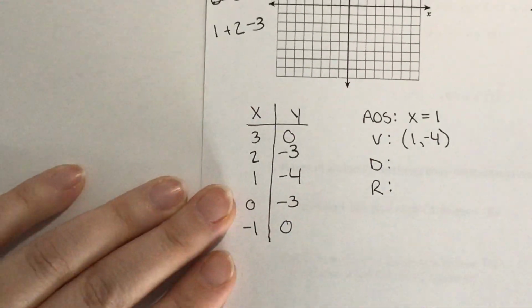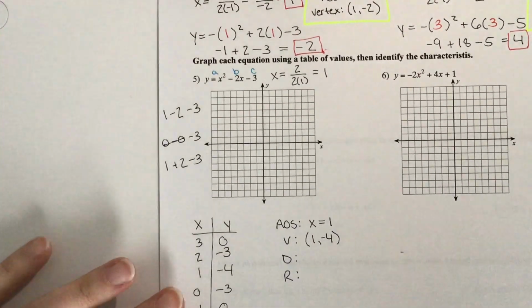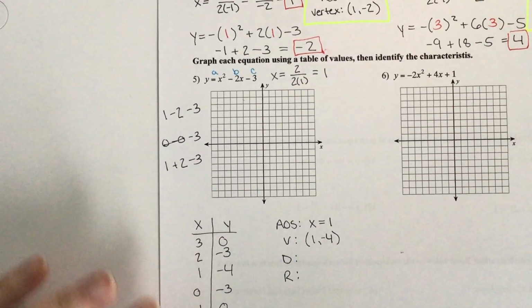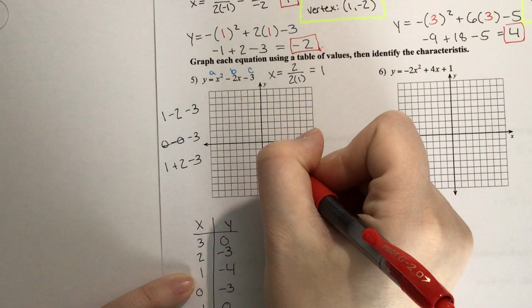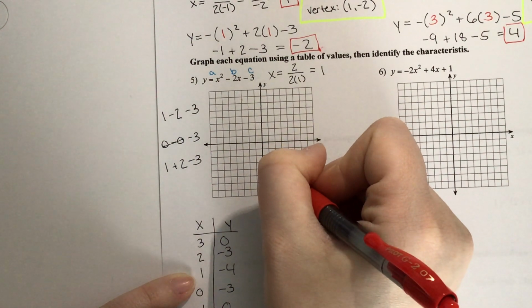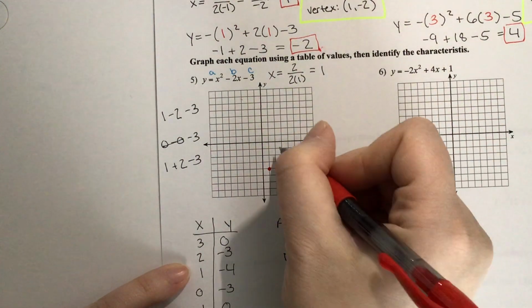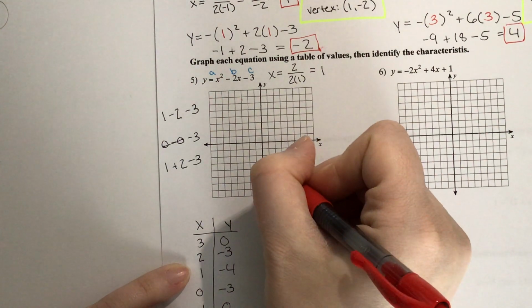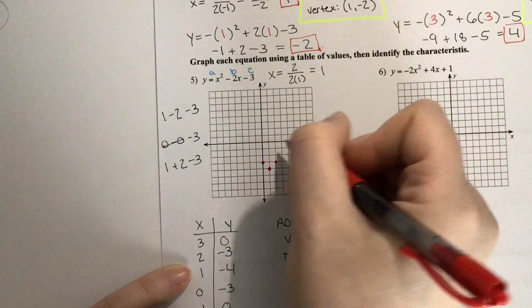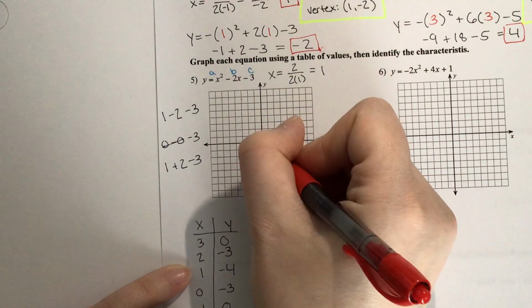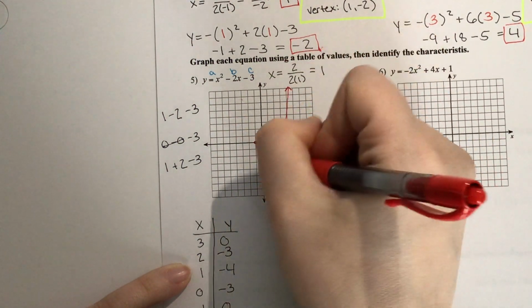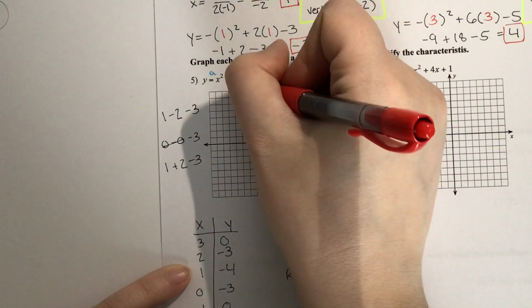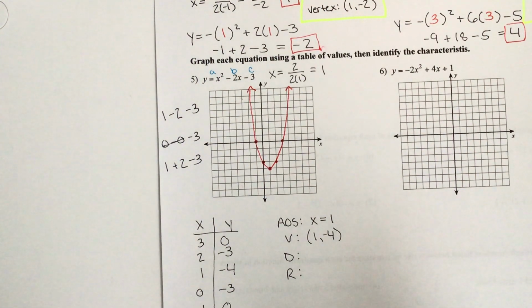All right, I have a table. I can graph. Let's grab this red pen over here. 1, negative 4. 2, negative 3, and 0, negative 3, and then 3, 0, and negative 1, 0. Here you go. I'm not much better at this on paper than I am on the iPad. Actually, that was okay. That was pretty good. I'm not mad at it.